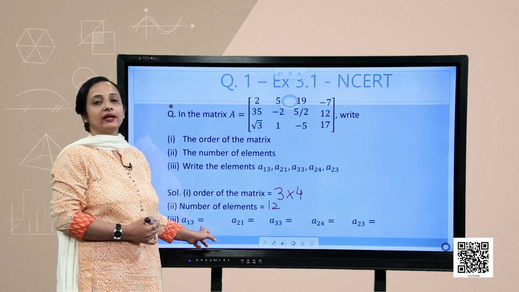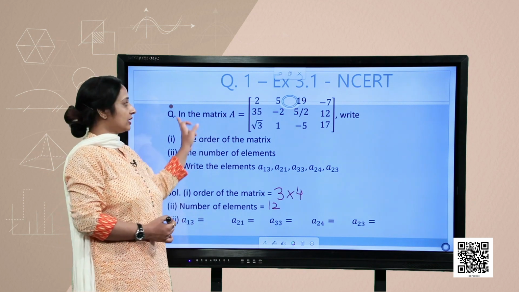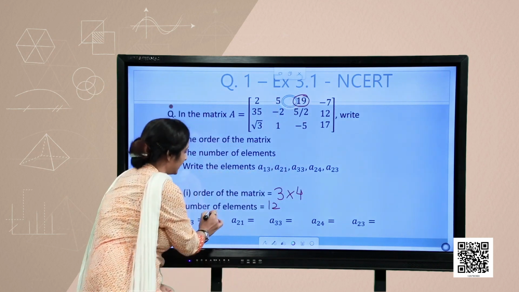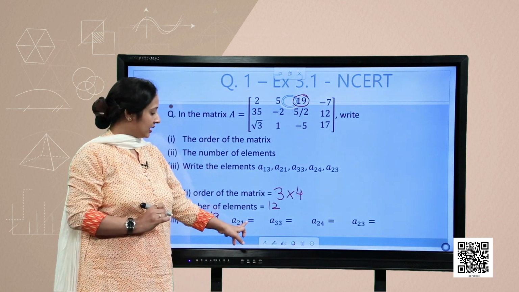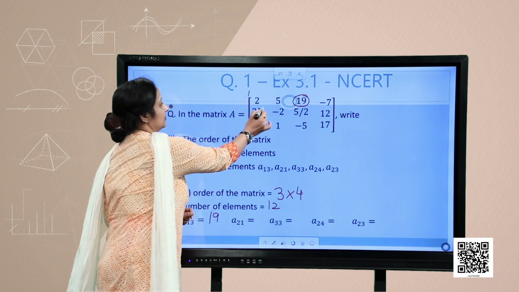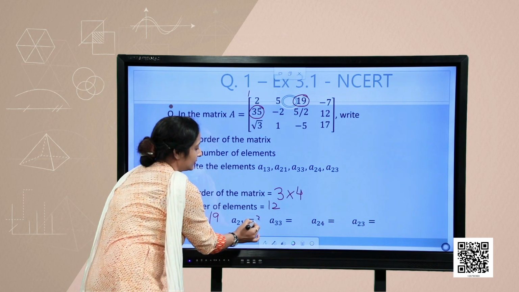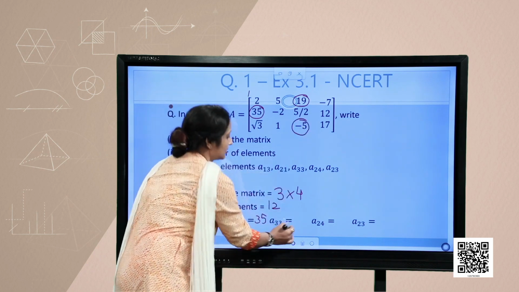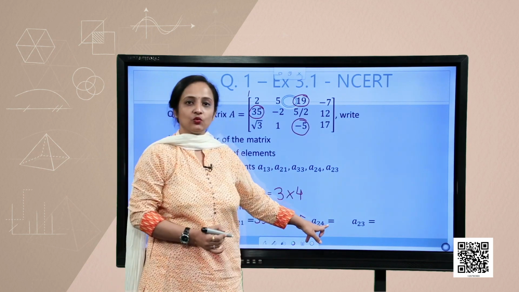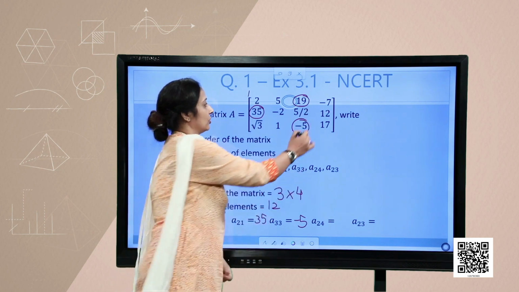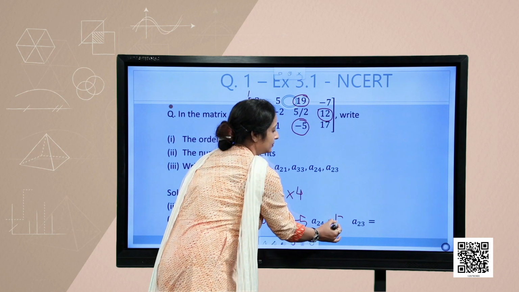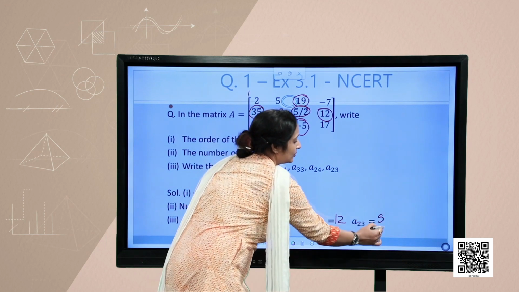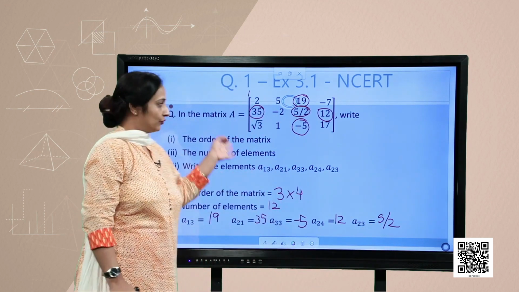Now the next question says find out the element a13. That means go to the first row and third column. You get element 19. So that becomes the answer. Then a21, second row, first column. That becomes 35. a33, third row and third column, which is -5. a24, second row and fourth column, which is 12. Then a23, that means 5/2. So these are the answers for this matrix A.